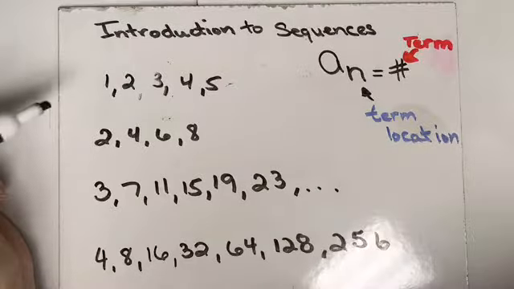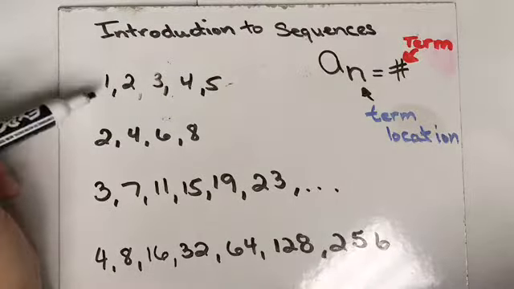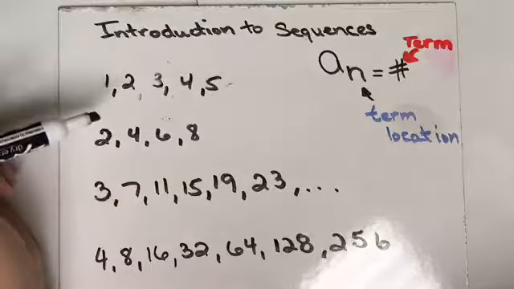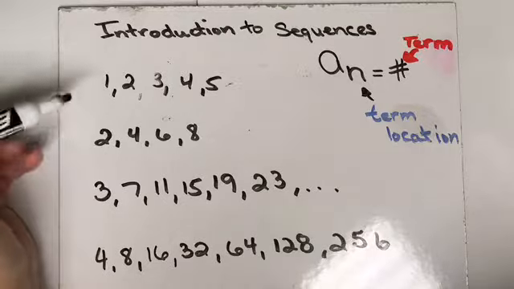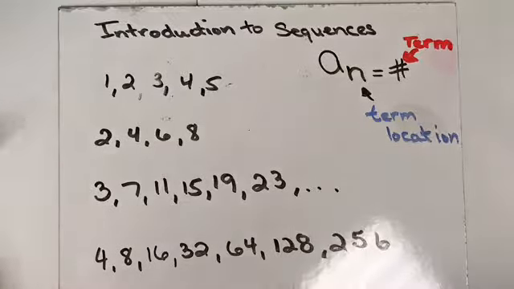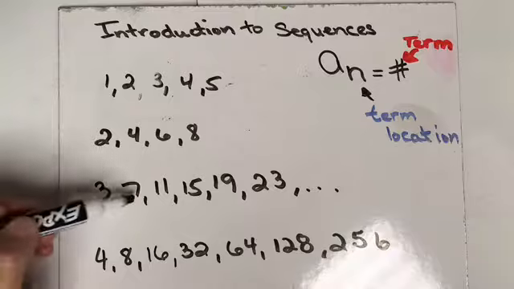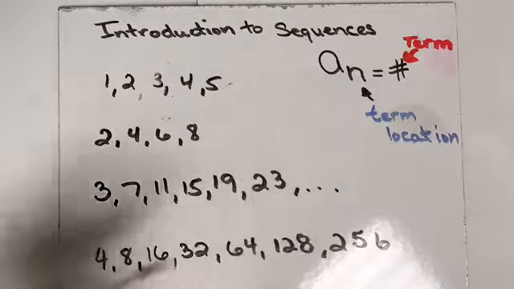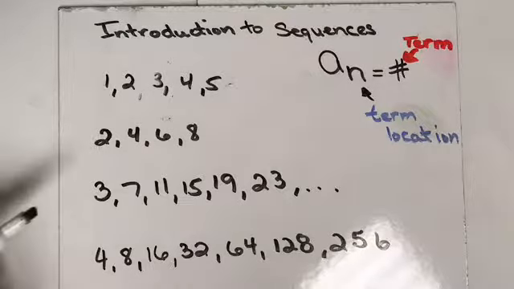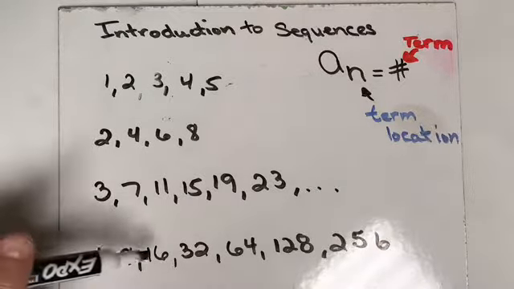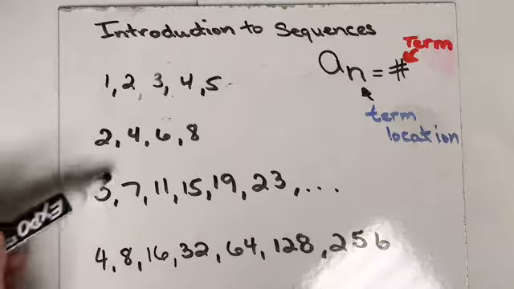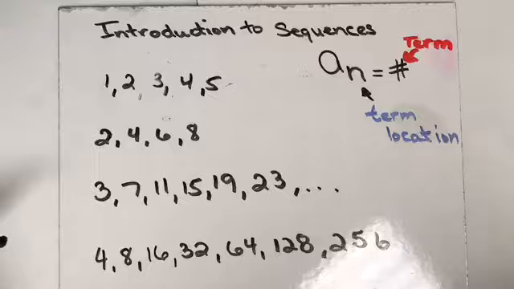Today we have an introduction to sequences. So this one is a pretty familiar sequence, 1, 2, 3, 4, 5, and you could continue after 5. Here's another one that's pretty familiar, 2, 4, 6, 8, and 1, 3, 7, 11, 15, 19, 23. The ellipses means that it's going to continue in that order. And then we have 4, 8, 16, 32, 64, 128, 256. So you could figure out the pattern of what they're increasing by.